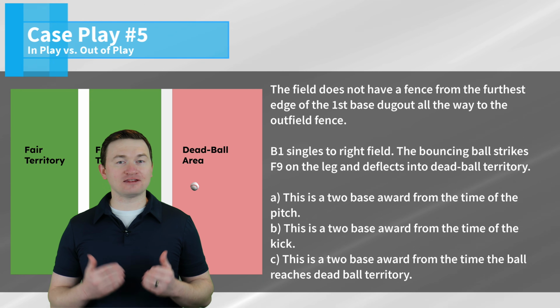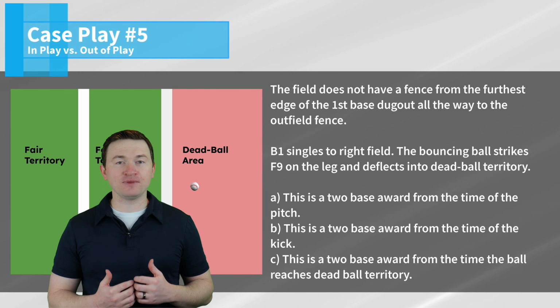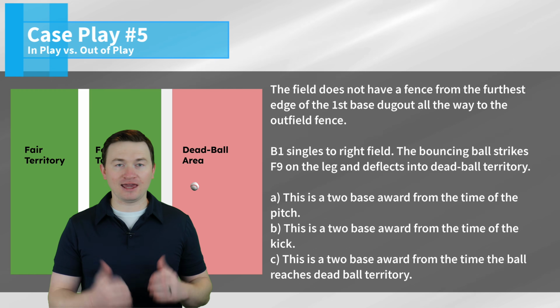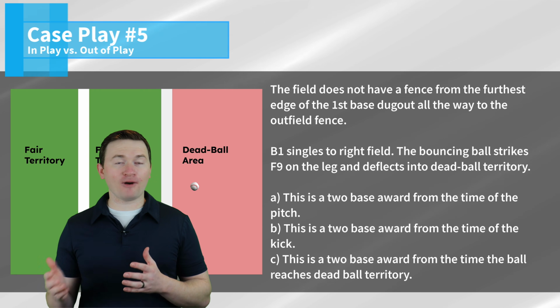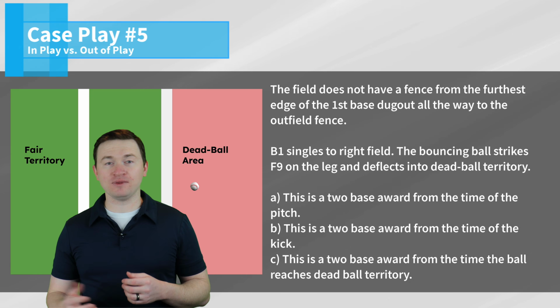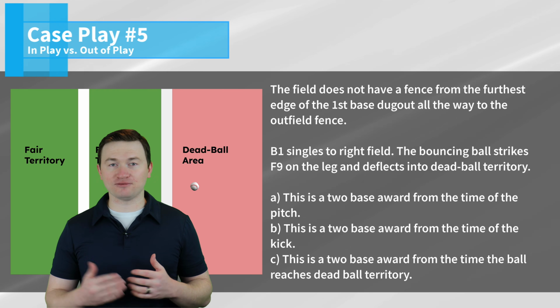The key here is that the momentum that carried the ball out of play is the momentum it got from being hit, not from the defensive player. So because it's a batted, bounding ball that's been hit and then goes out of play, it's going to be a two-base award from the time of the pitch.